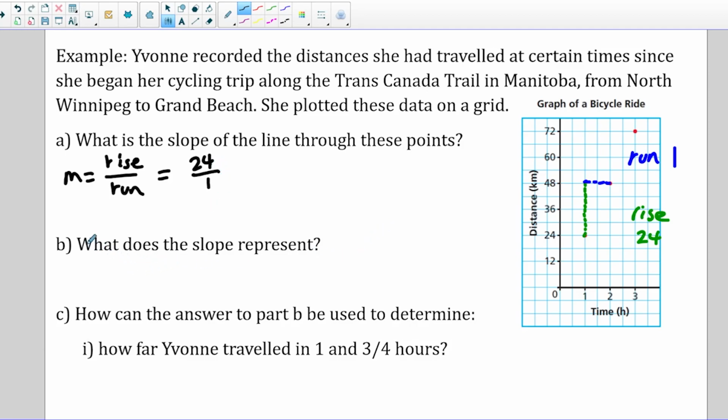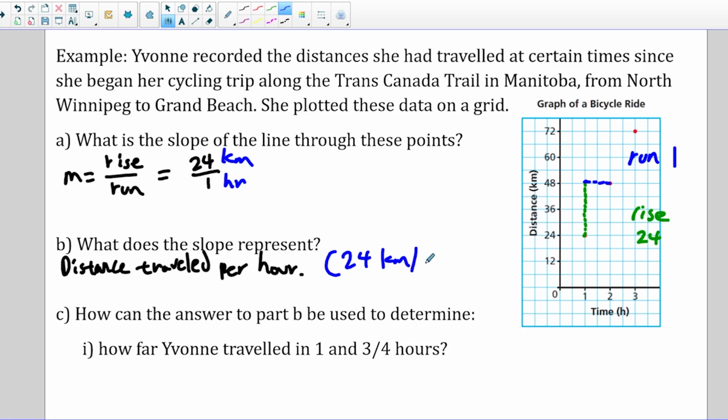Now, what does the slope represent in this case? This is essentially her distance traveled per hour. When we're using our rise over run, our variables, we are looking at 24 kilometers over 1 hour. So this is her distance traveled per hour. Some people might interpret this as the speed. It's really hard to say that, if she's going to travel at a constant rate. She might have, she might not have. We're just going to take this as her distance traveled per hour, which is really just 24 kilometers per 1 hour.